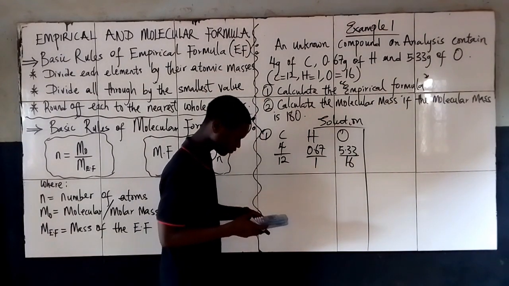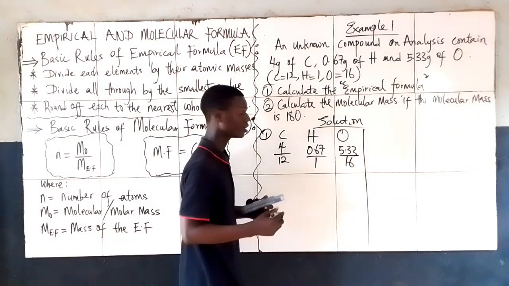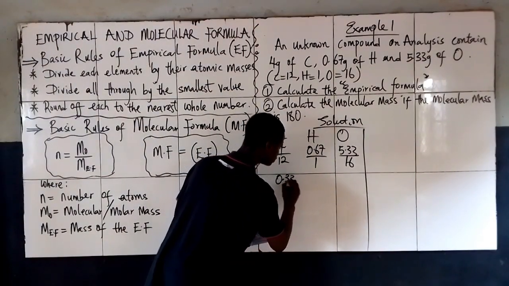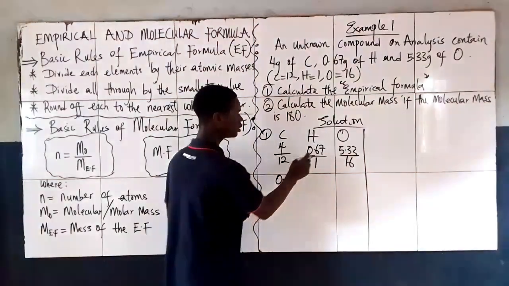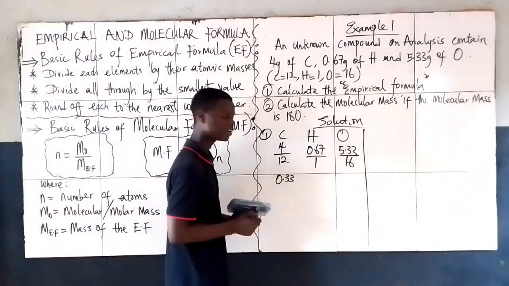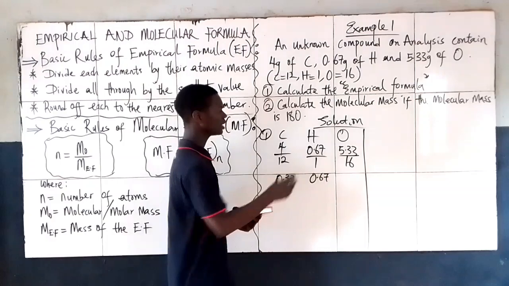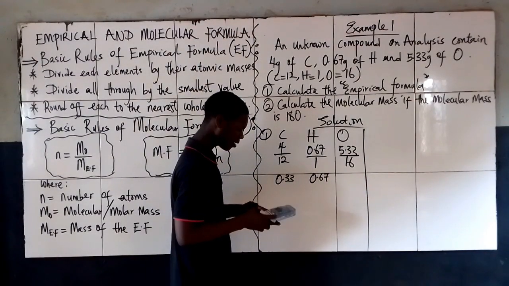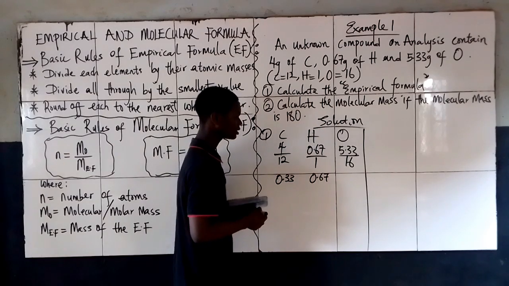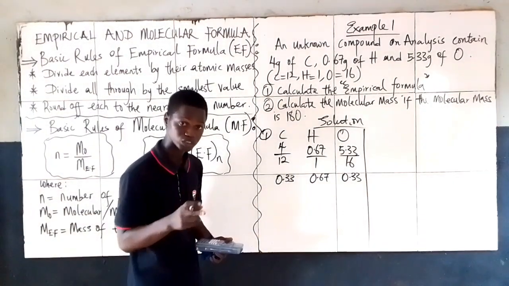Now, 4 divided by 12 is the first question. We'll be approximating my answers to the second decimal place to make things easier. We have 0.33. Then going on, you have 0.67 divided by 1. Any number divided by 1 is that same number. And lastly, for oxygen, 5.33 divided by 16. When we do this division together, we have 0.33. You can also use your calculator to cross-check the answer.